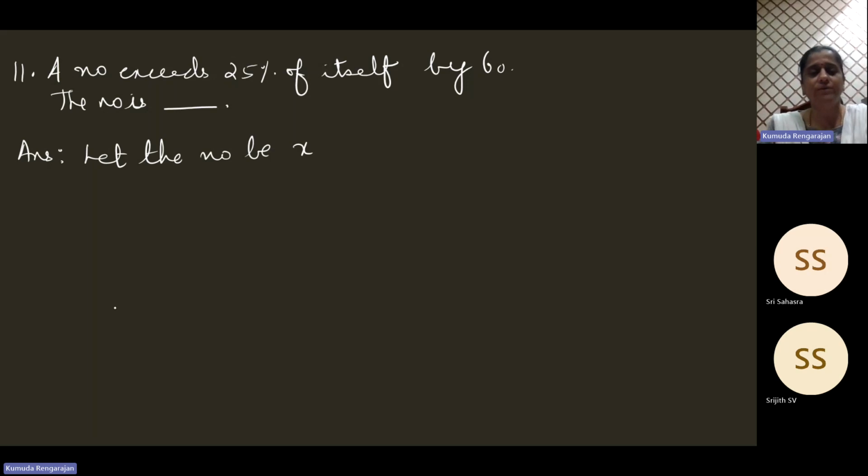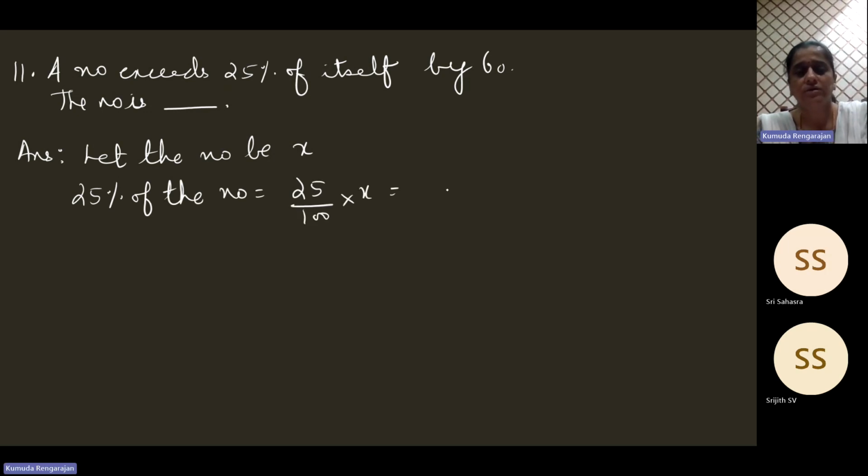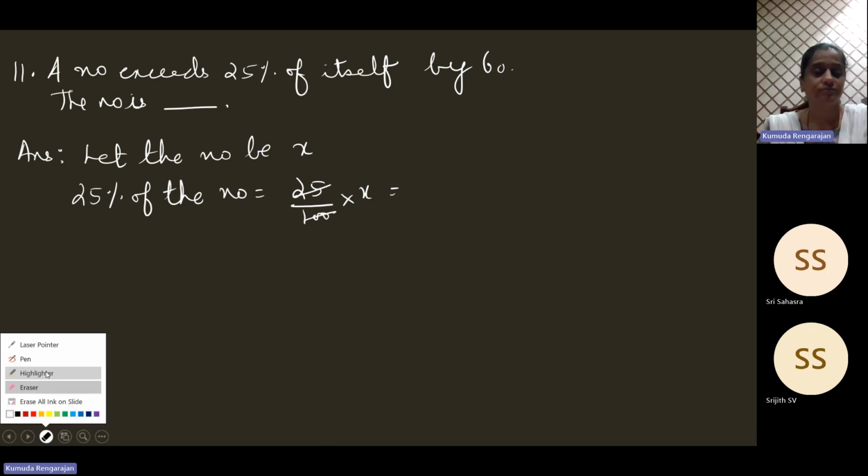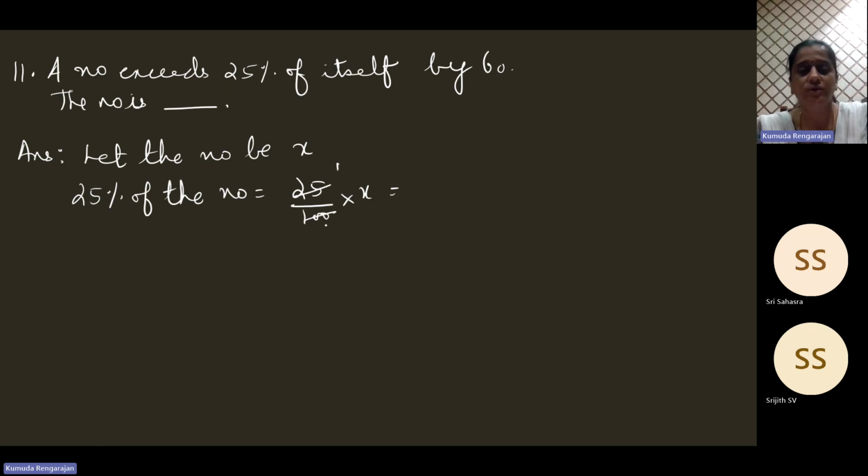Now, what is 25% of itself? 25% of the number is 25 by 100 into x, which is 25 x by 100. 25 ones are 25, 25 fours are 100, so it is x by 4.